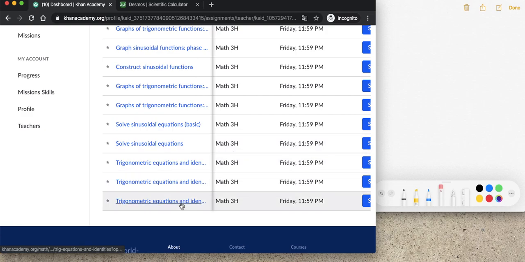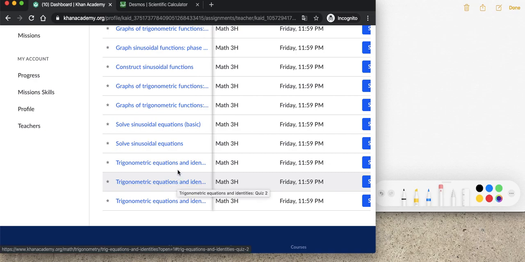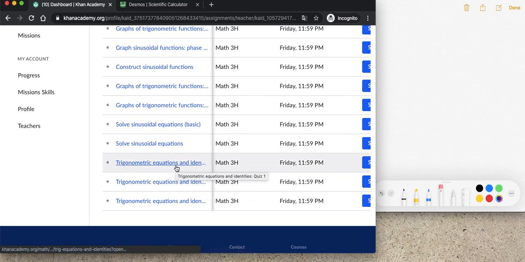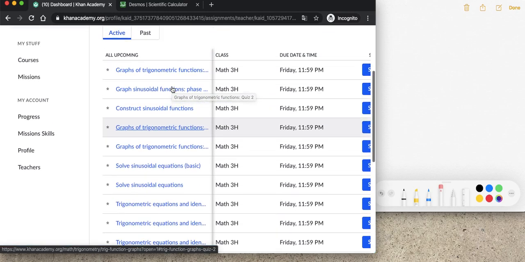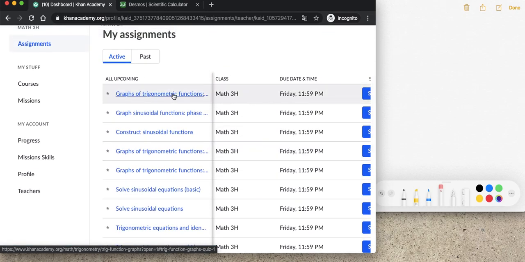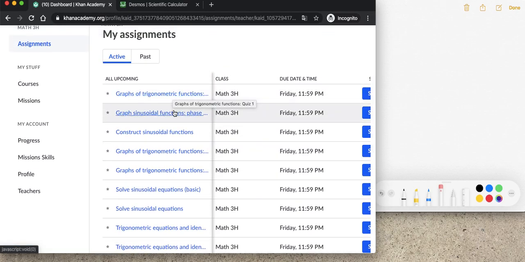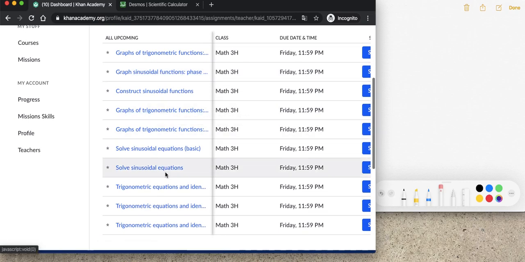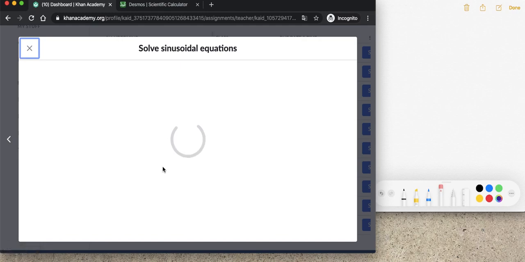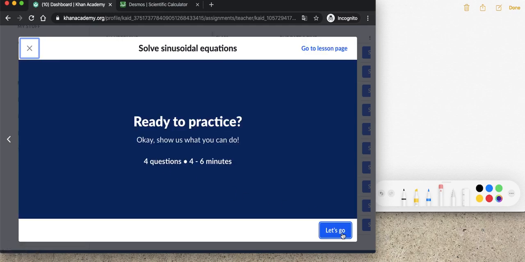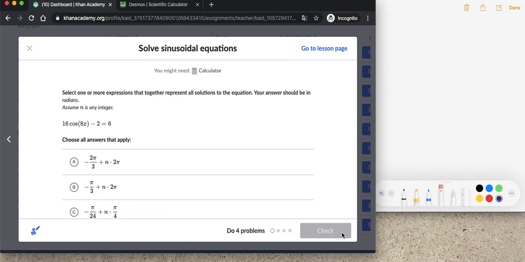If you notice, some of them actually say, if I hover over it, it says unit test. This one here says quiz. This one here says quiz. I'm going to hold off on those. Those are the ones I want to do last. So again, here it says unit test. Here it says quiz. I think this one also says quiz. I'm going to start with the ones that say just a topic. So this one right here is just a topic. And let's try one or two of them.